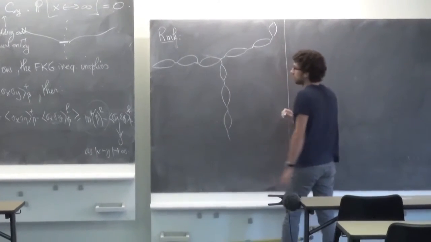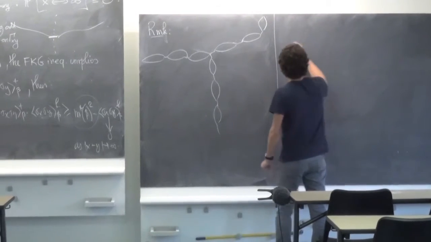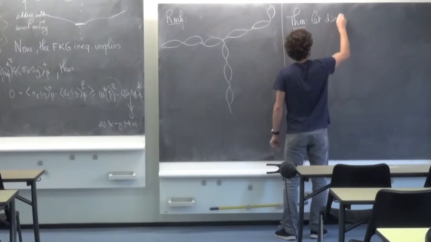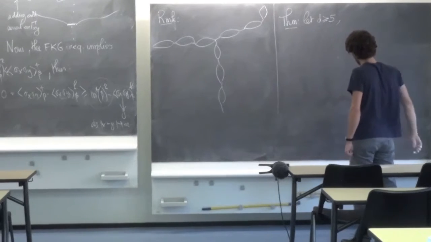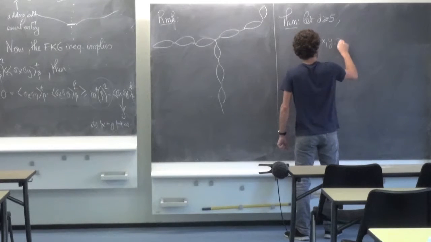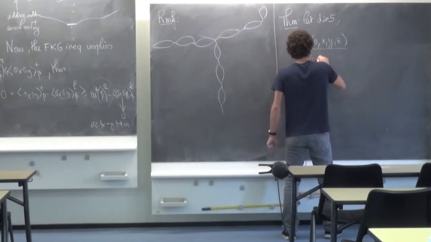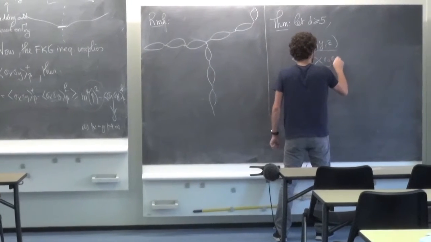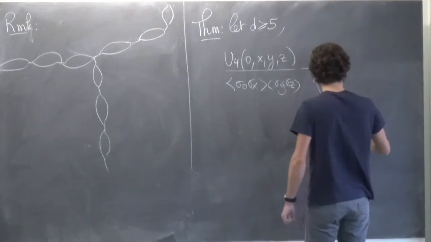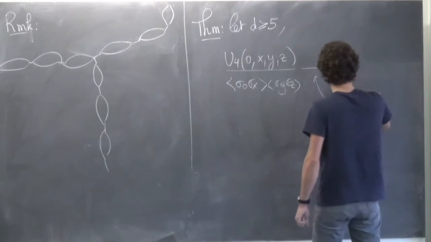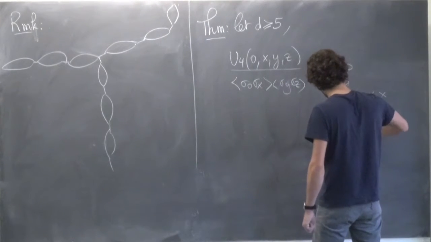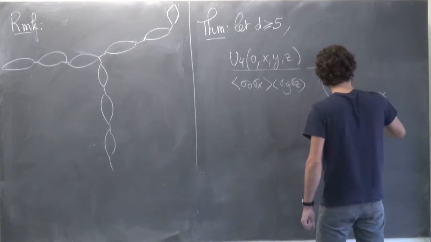And now the last theorem of the class, the theorem. Let D be larger or equal to 5. Then U4 of 0, x, y, and z divided by sigma 0, sigma x, sigma y, sigma z is tending to 0 as we take, let's say, 0, x, y, and z just in such a way that they are all at distance order n of each other.